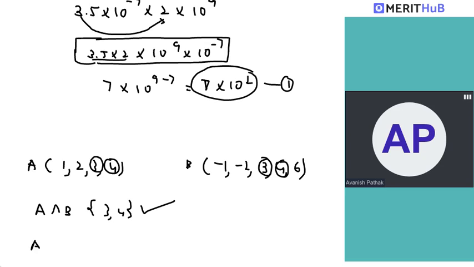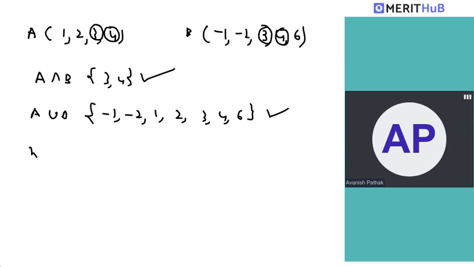Then they asked you about the union part, in which you have to write all the elements like minus 1, minus 2, then you have 1, 2, 3, 4, and 6. If you write this correctly, you get 1 full mark for this. Then they asked the number of elements in A. So that is equals to, we can count, 1, 2, 3, 4, and the number of elements in B, which is equals to 5. So you get full 1 mark for writing these correctly.